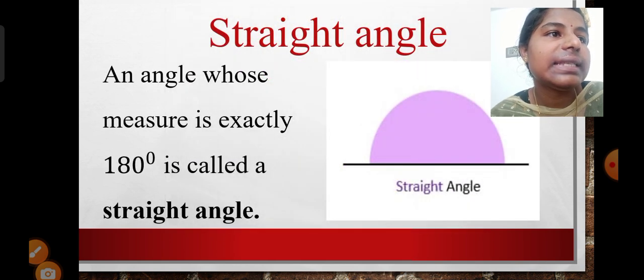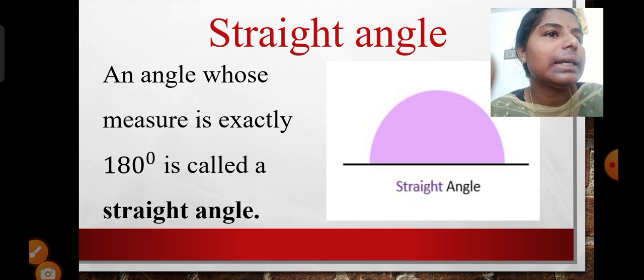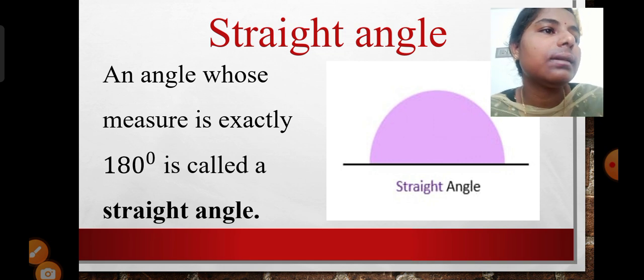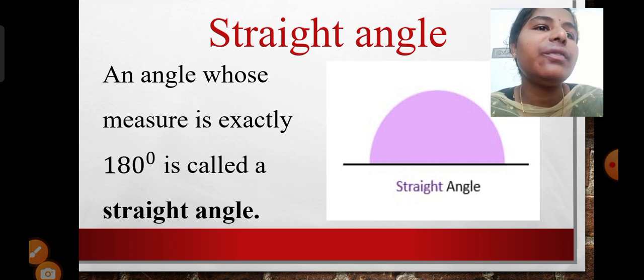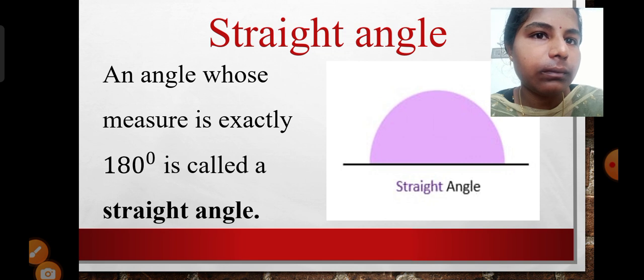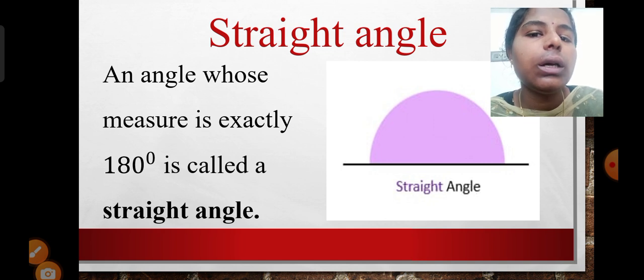Then we can see straight angle. Hearing the word straight itself, we can guess it should be the angle in straight, the line should be in straight. Okay, so we can see the definition: an angle whose measure is exactly 180 degrees is called a straight angle. So we are measuring that it should be exactly 180 degrees. It should not exceed 180 degrees or be less than 180.